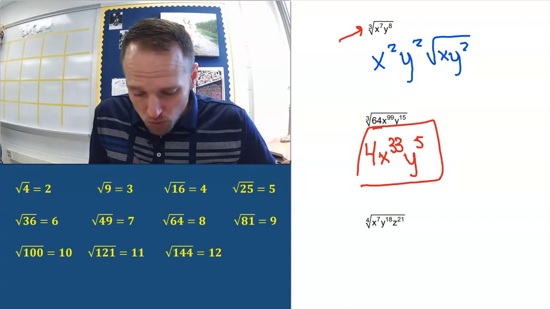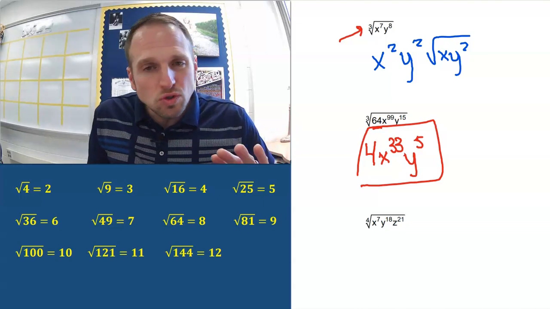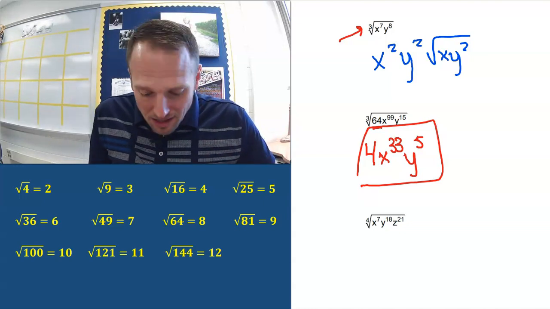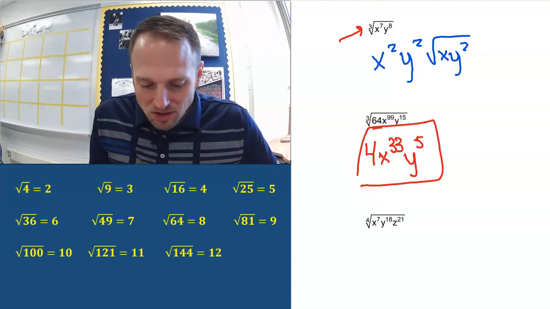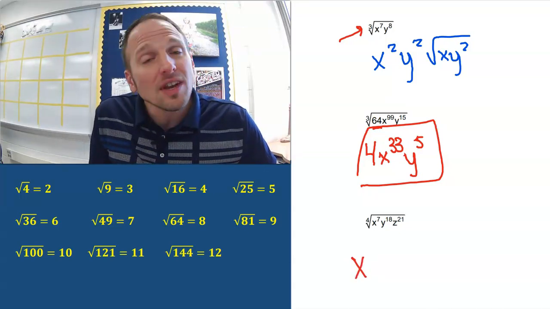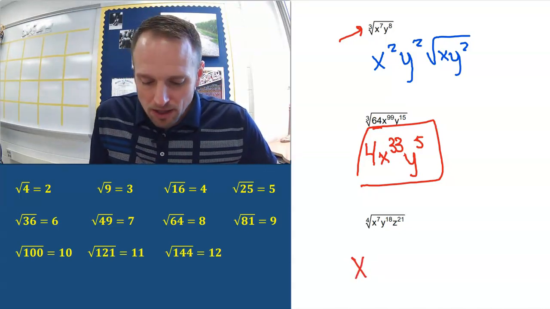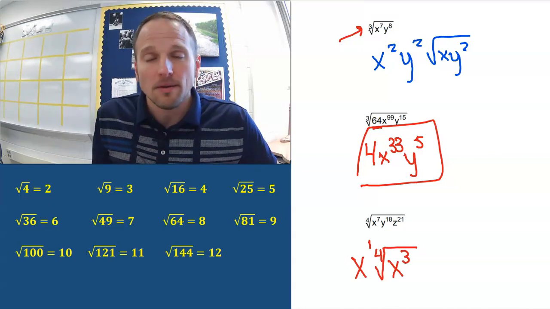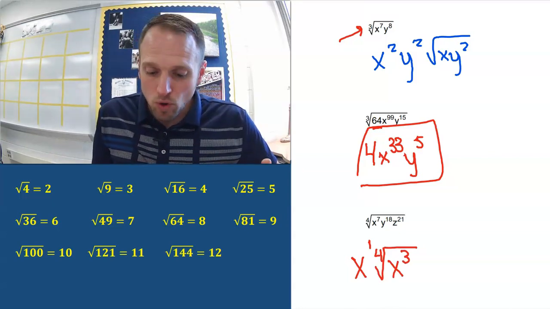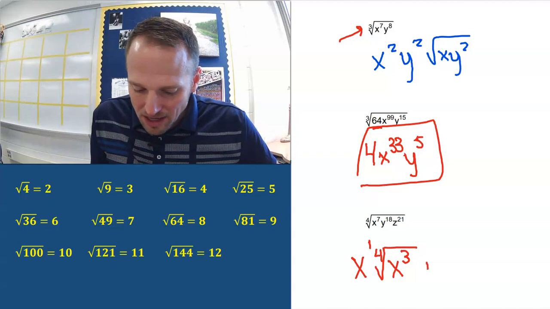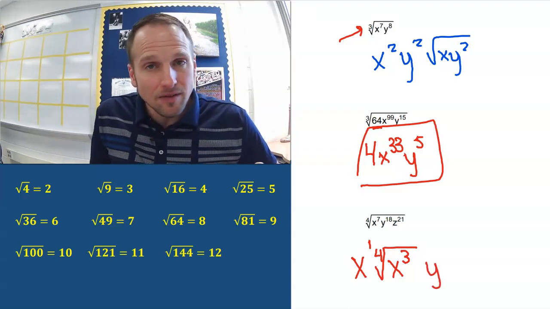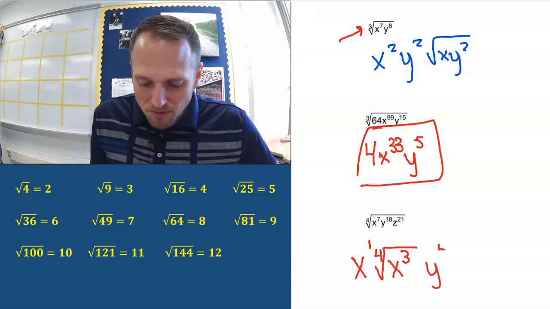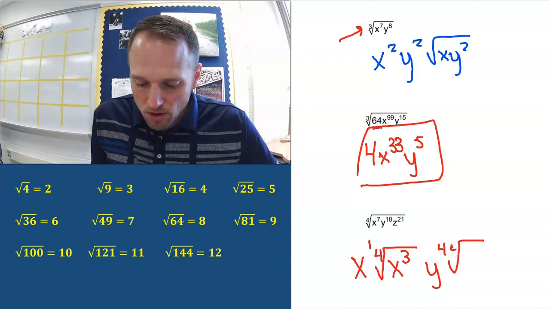The next one is a fourth root, no different. The rules stay the exact same. Divide the exponents. So we have to take x to the 7th. 7 divided by 4 is going to be 1, remainder 3. Okay? 1 remainder 3. How about y to the 18th? 18 divided by 4 is going to be 4, remainder 2.